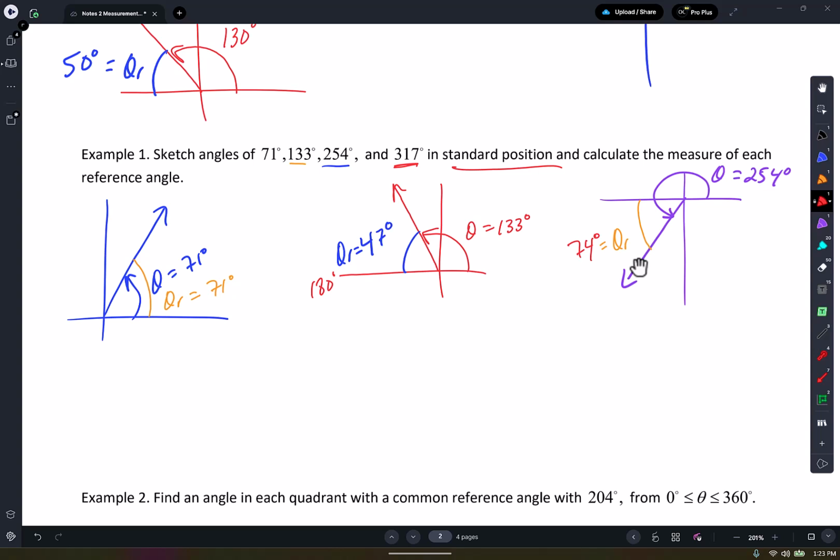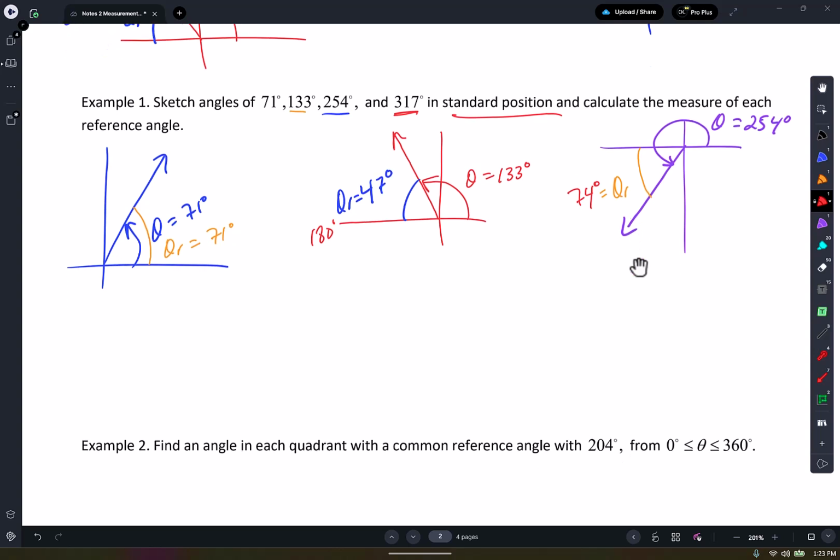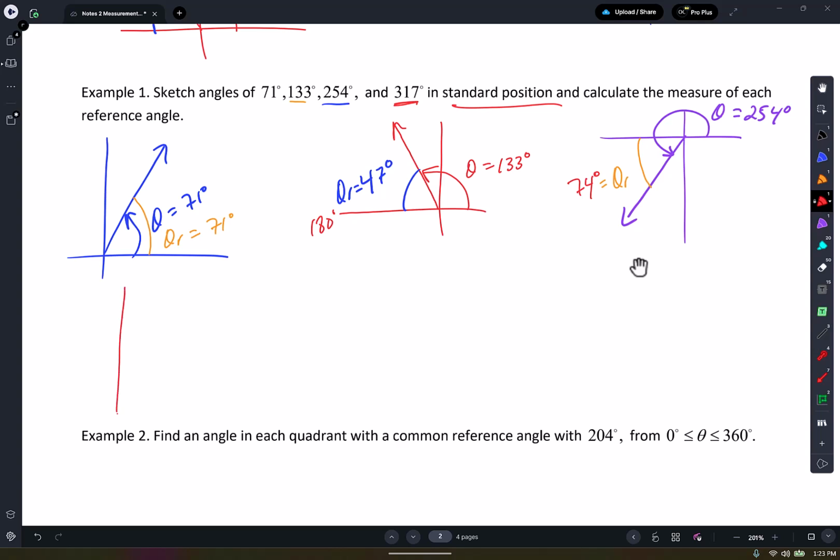So 317 degrees. That's bigger than 270, but not quite a whole revolution, 360. So what quadrant am I in? Quadrant 4. So I'm going to exaggerate quadrant 4. There's quadrant 4, and I'm going to go bam. I'm not saying this is drawn to scale. 317 degrees. Now I need to know what this gap is, because that's my reference angle. Look how close you are to 360.